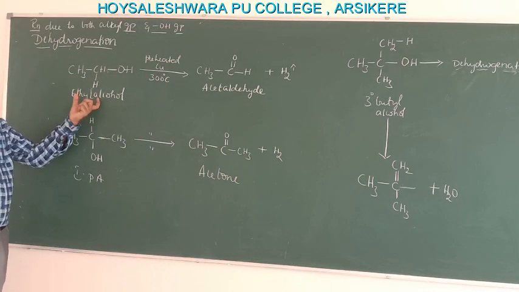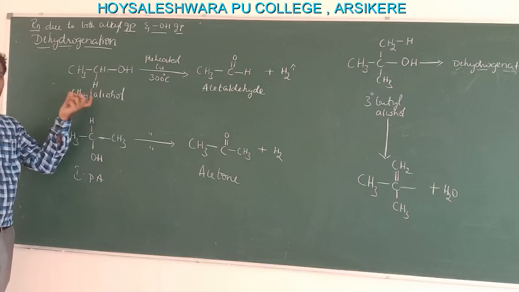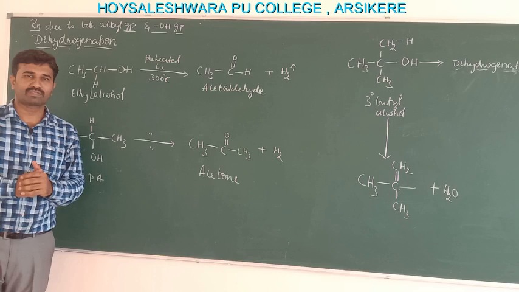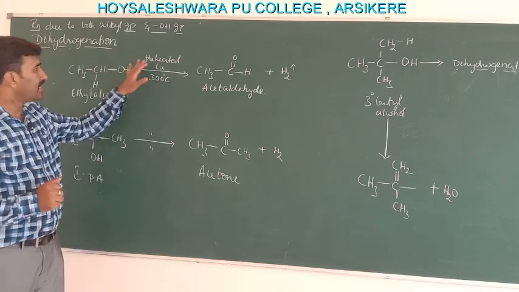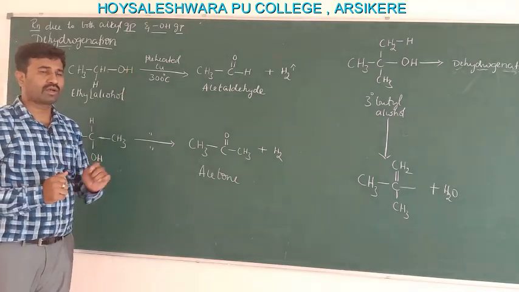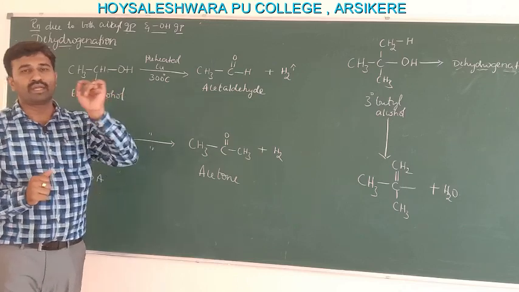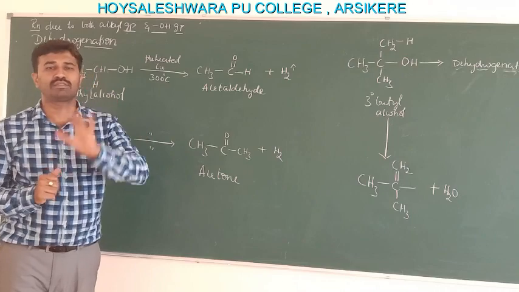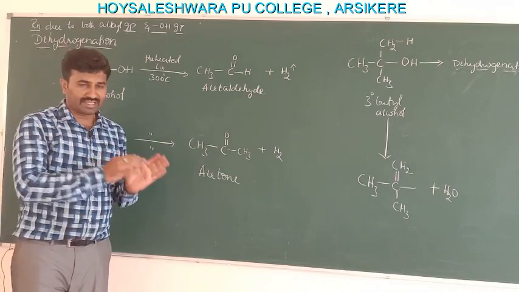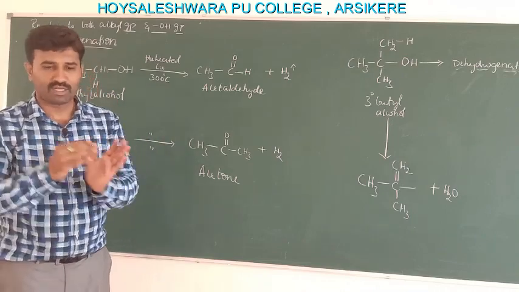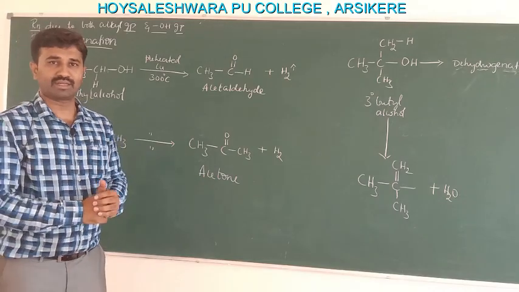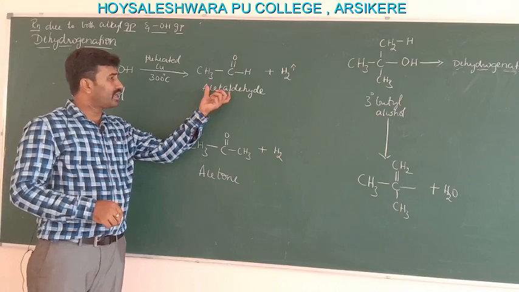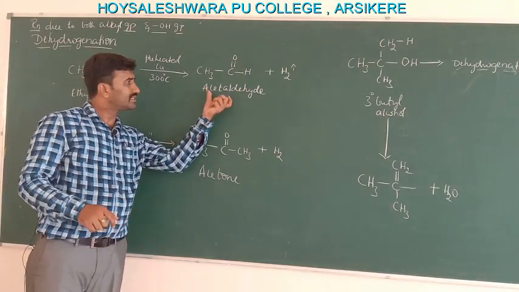This is ethyl alcohol. When ethyl alcohol vapors are passed over preheated copper, so we have to heat the copper before passing the alcoholic vapors, at 300 degrees Celsius or 573 Kelvin, it forms a carbonyl compound, that is acetaldehyde.